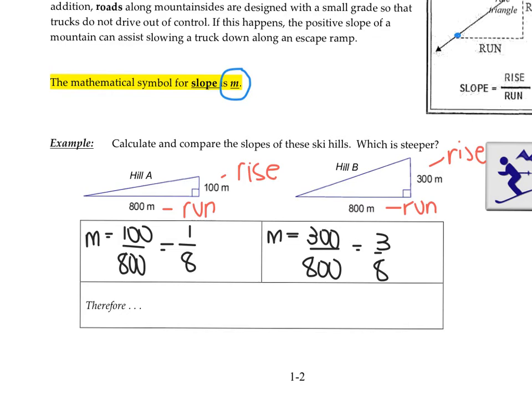So I'm going to write, therefore, hill B is steeper. And just in brackets, I'm going to write y, because 3 over 8 is greater than 1 over 8.